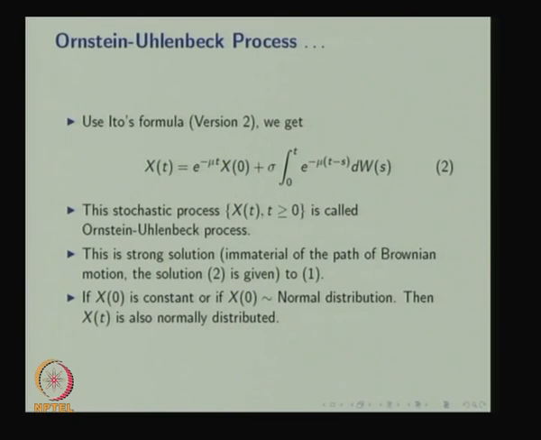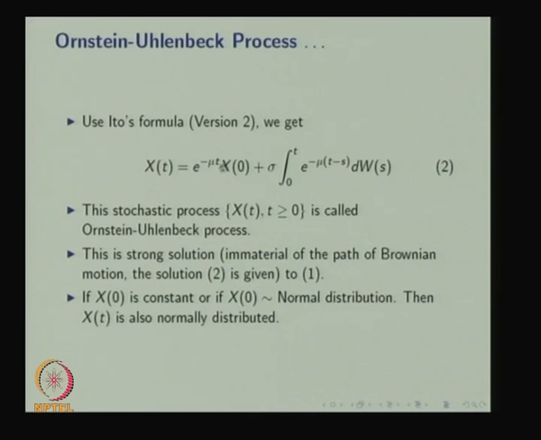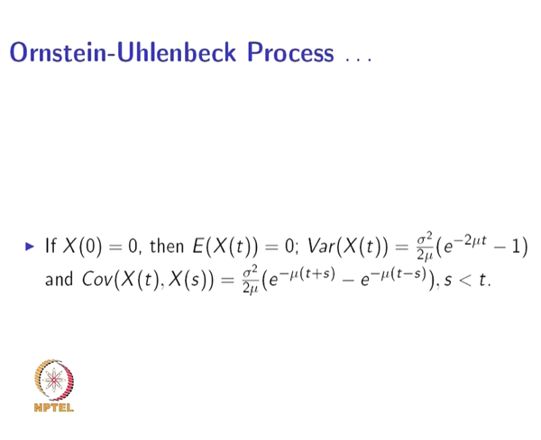So we have to use the Ito integral of a non-random function of time. If x of 0 is equal to 0, you can find the mean of x of t. This will be 0, since it is a normally distributed random variable with mean 0. Therefore, the mean of x of t will be 0.